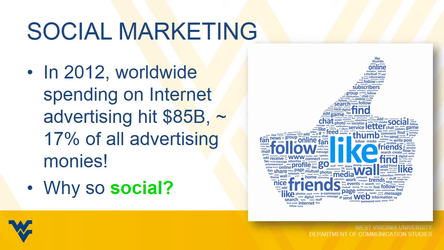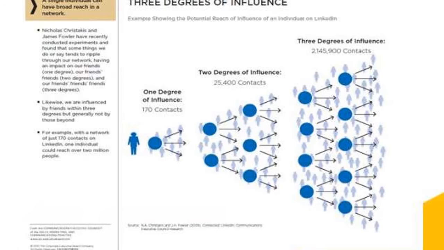In 2012, worldwide spending on internet advertising hit $85 billion. That's 17% of all advertising. Why so social? In Chapter 8, we discussed degrees of separation in social networks. Advertising and persuasive messages can be disseminated through these social networks, and the products we buy and support can spread through our social networks to hundreds, maybe even thousands of others. Here you can see, again, degrees of separation in terms of how the products that we buy and support can affect so many more people in our social networks.